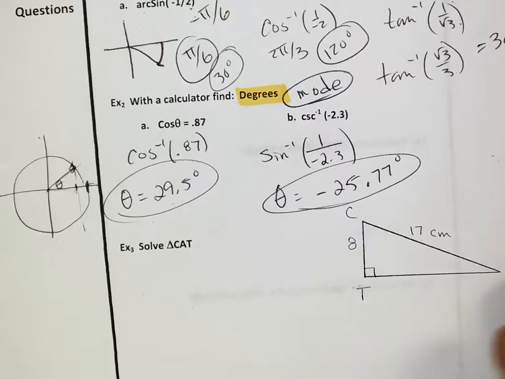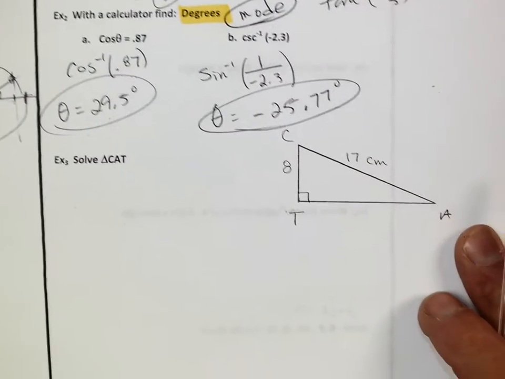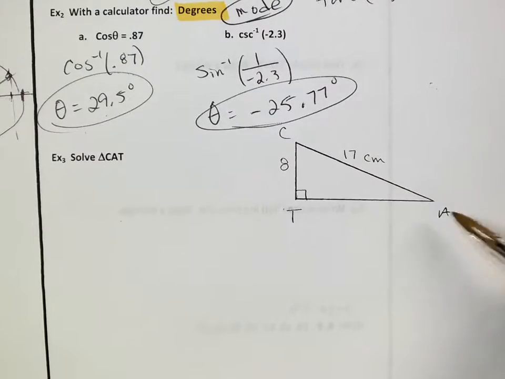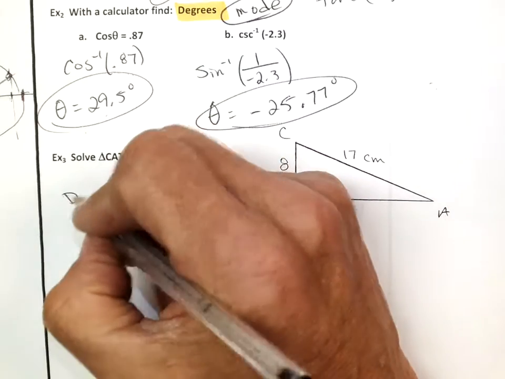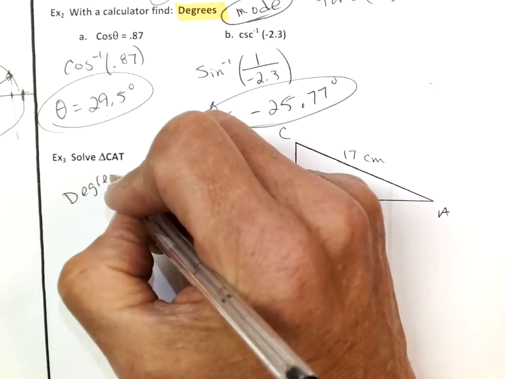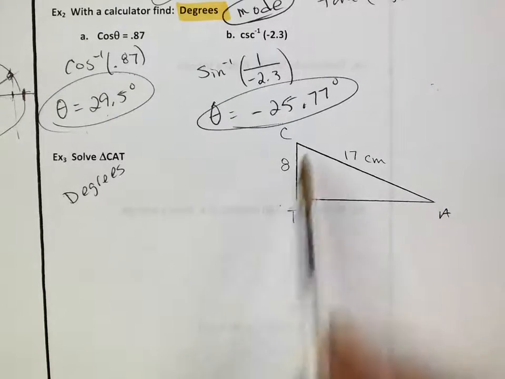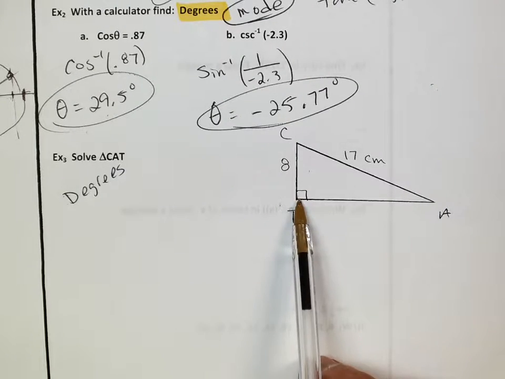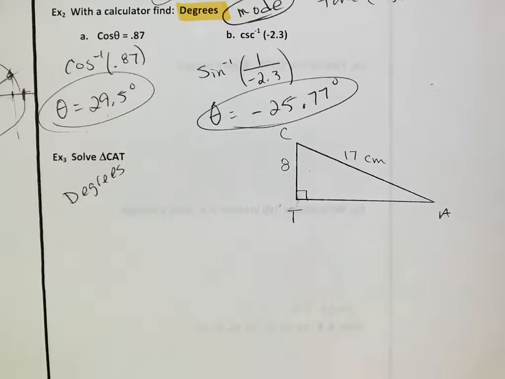All right, example 3. If we're going to solve this triangle, we do need to do it in terms of degrees, because it is a triangle. We're not going to measure triangle angles in radians, plus that's 90, so we already know we're in degrees. So first of all, let's find angle A.